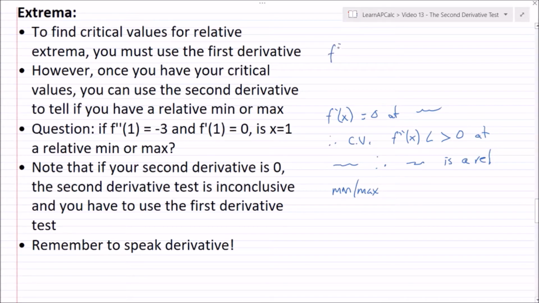If my first derivative was, say, e to the x times x cubed over sine ln of x, that's going to be a pain to take another derivative, so I'd want to use the first derivative test. But if f prime of x were equal to, say, x squared, that's a really easy derivative, and I can then use the second derivative test much easier, and I won't have to write out as much in terms of derivative speak.